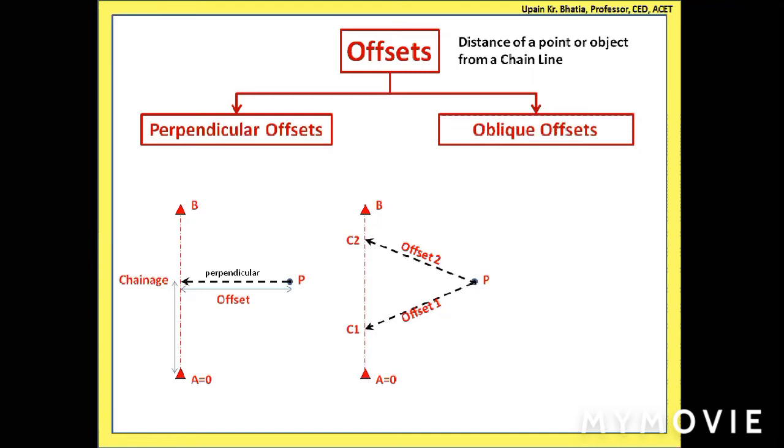So collectively you have noted down the position of point P and you will be able to plot it on the drawing sheet also. So this was the condition when there is an obstruction in between, so that drawing the perpendicular to this chain line is not possible.